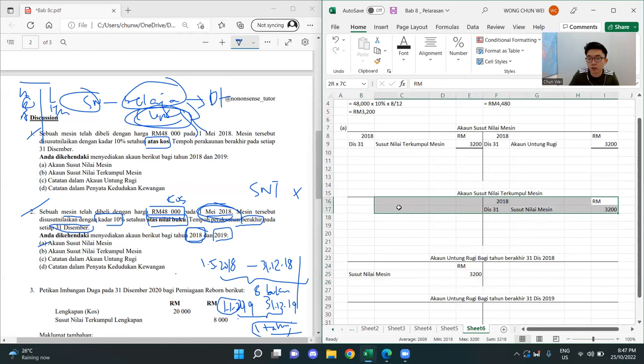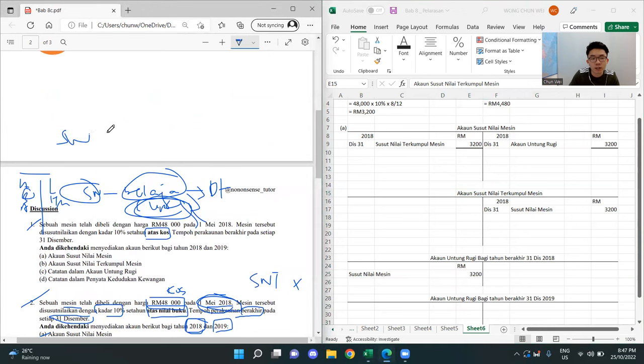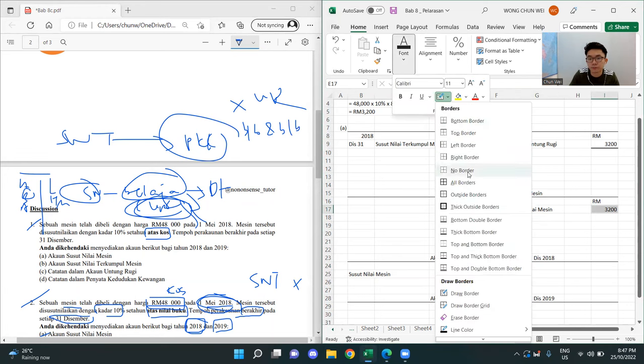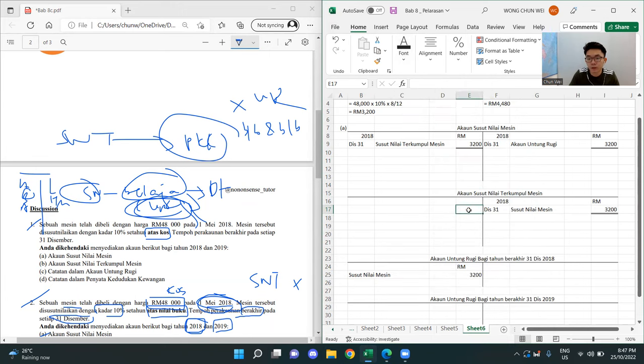Now, what about your susut nilai terkumpul machine? I told you susut nilai terkumpul machine, where to record your SNT, you go to your PKK. And if it's going to the PKK, maksudnya, we don't have to send to untung rugi. What do we do? We do HB and BB. All right, so you just close with HB and BB. So SNT, you just close. Tutup. Same, 3,200. Baki HB.